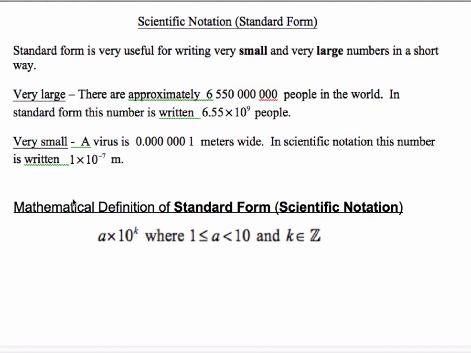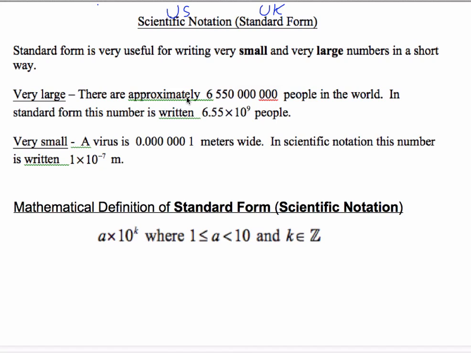Hello, this is Mr. Collier, and today we're going to be looking at scientific notation, also known as standard form in the UK and some other regions. So standard form is very useful for writing very small and very large numbers.